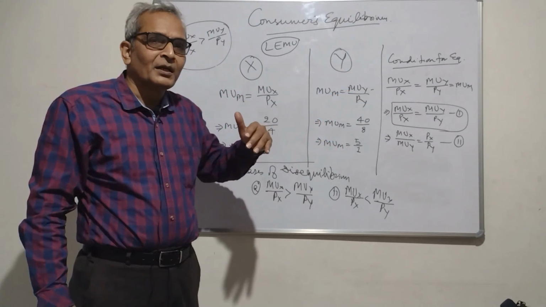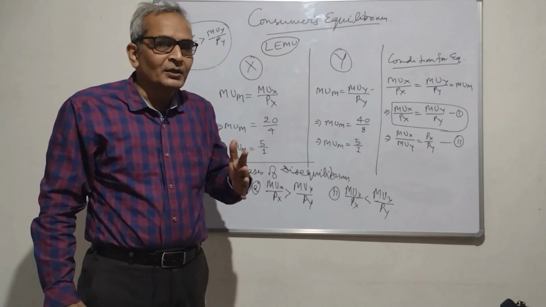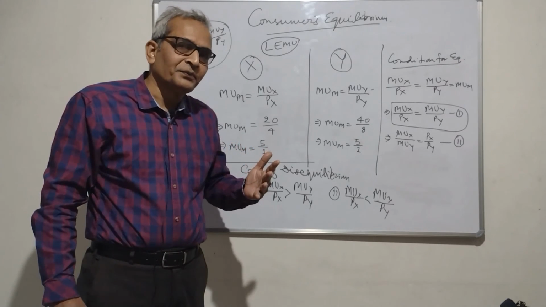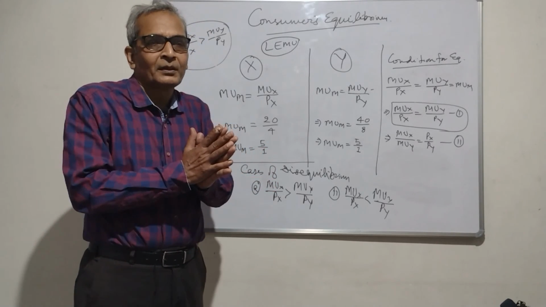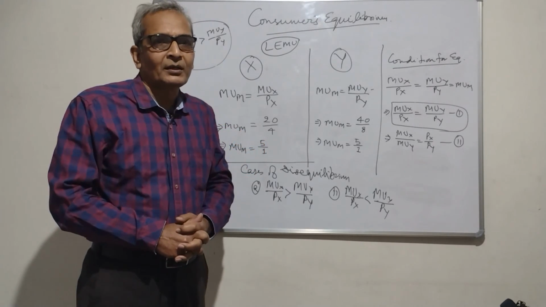Right? In my next video, I will talk about the ordinal utility approach, in which we will see the indifference curve and budget line, and combine both of them and then see how the consumer reaches his or her equilibrium.